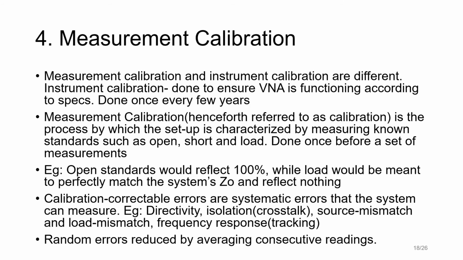However, there is another kind of calibration which should be done to separate the effects of the junctions, connectors, and cables. Measurement calibration, henceforth we will refer to it as just calibration, is the process of removing the effect of the systematic errors inherent in the measurement setup from the VNA to the probe. In this process, the setup itself is characterized for its response to certain known standards such as opens, shorts, and loads. It is done once before every set of measurements.